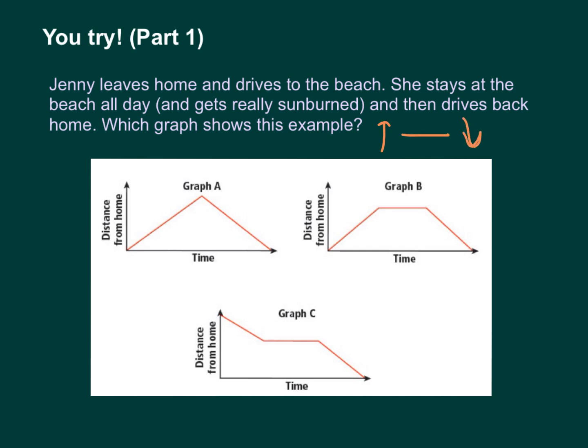So if we take a look at graph A, we show the distance increases, but then it immediately decreases, showing that Jenny would have spent no time at the beach. If you look at graph C, it looks like she starts out at the beach, slowly walks home, maybe stays somewhere, gets ice cream, and then finishes the trip. That can't be it. Which leaves option B. Jenny leaves her house, stays at the beach, and then goes home.